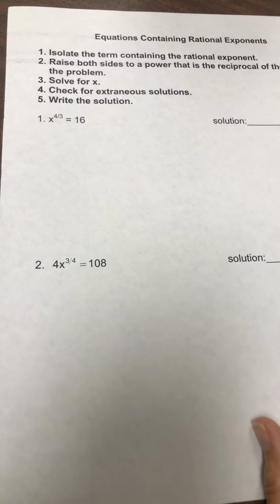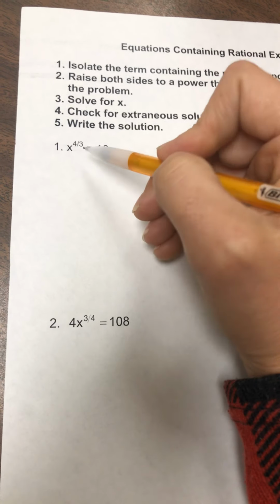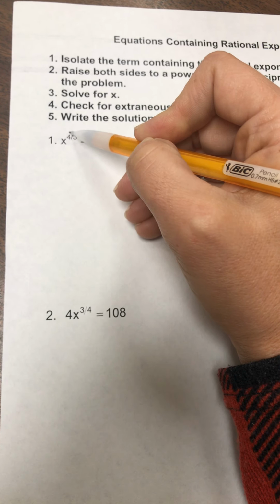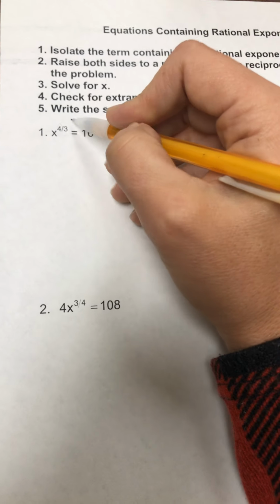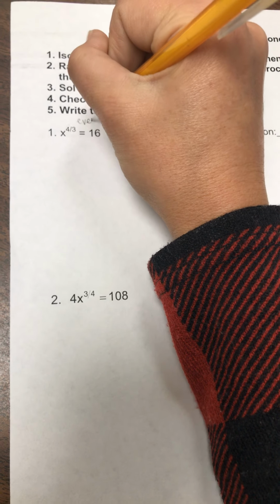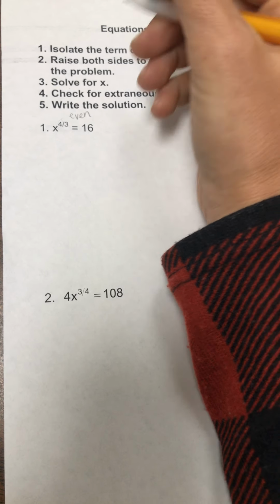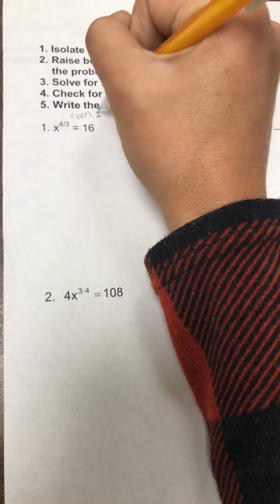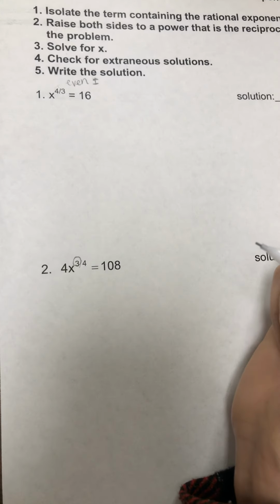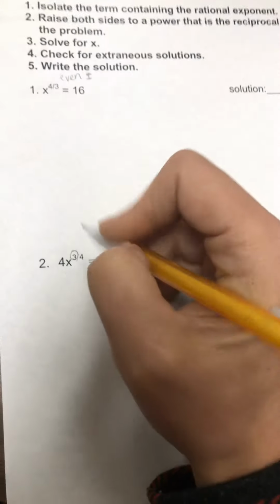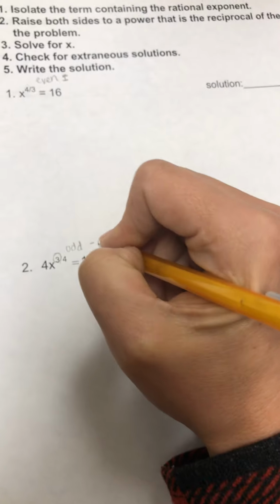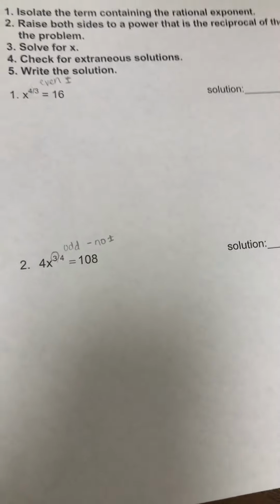So let's look at number 1. First thing you need to look for is when there's an even number at the top of your fraction exponent. This is an even number. When you have an even, your answer is going to be plus or minus at the end, okay? Now on number 2, when you have an odd on the top of your fraction exponent, this is going to be an odd number. There is no plus or minus answer, okay?